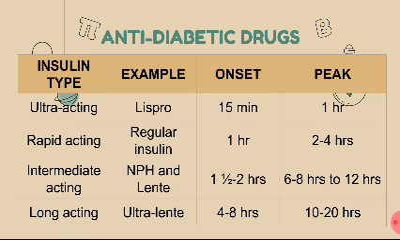And then the last one is the long-acting. The example for this is the Ultra Lente, onset 4 to 8 hours, and the peak is 10 to 20 hours.